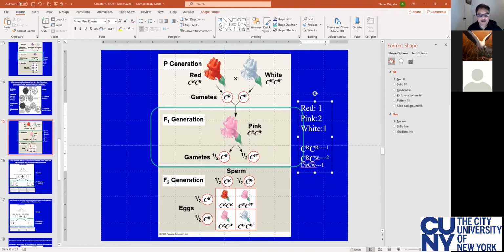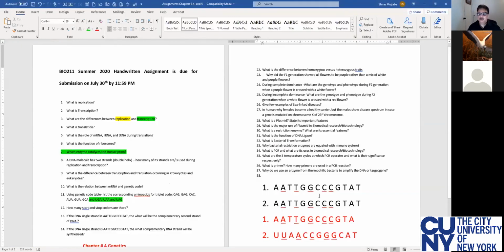So let's look at, I believe, yeah. So this is a very important question. First was, give a few examples of sex-linked diseases. So like color blindness, night blindness. And the second was, why females are carriers.